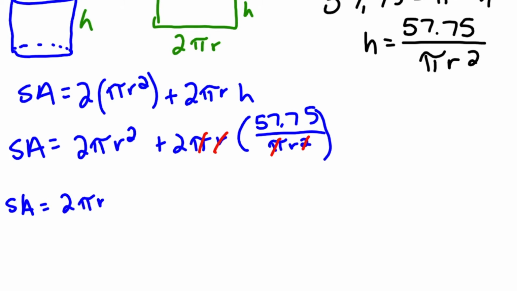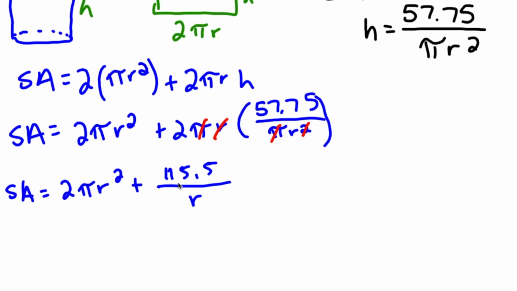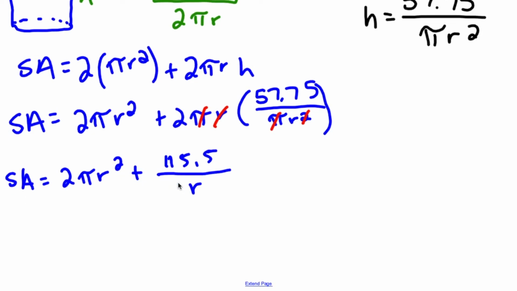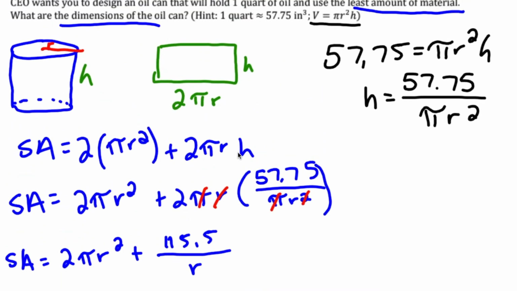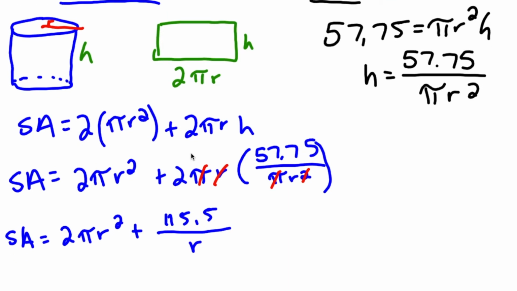2 pi r squared plus 2 times 57.75 is 115.5, 115.5 divided by the radius. Okay, so this is what we will now use. We're going to take the derivative of this, set it equal to 0 to get us our radius. Okay, so let me give myself a little bit of space here, so I can have everything on one page. Okay, so let's go ahead and take our derivative and set it equal to 0.